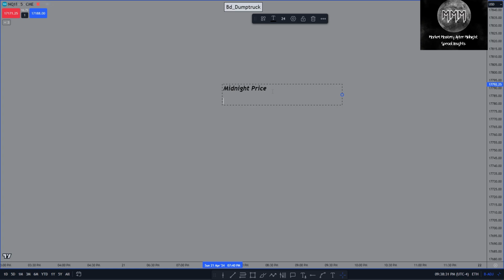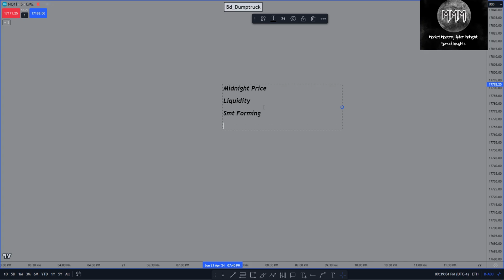So after we see midnight price, we want to see liquidity. We want to see liquidity being purged. And this can be on just the NASDAQ, just the ES, or just the Dow, or it could be 2 out of 3 of the indexes. Because when we take liquidity, this is when we want to see SMT forming. So this goes into my next one.